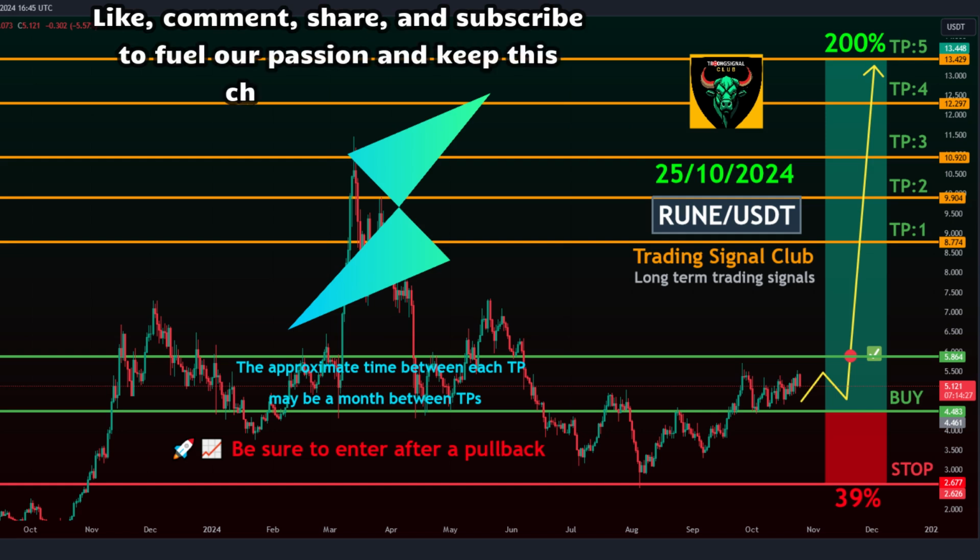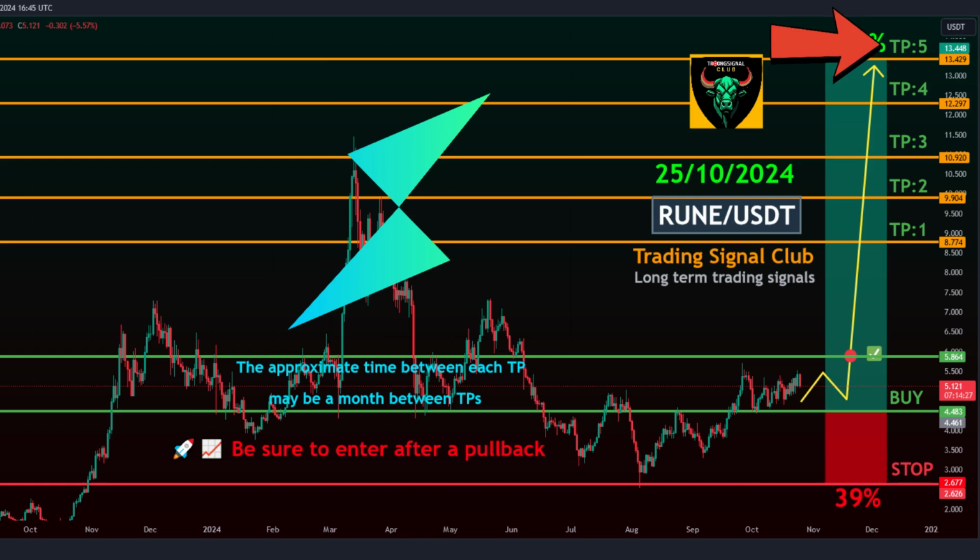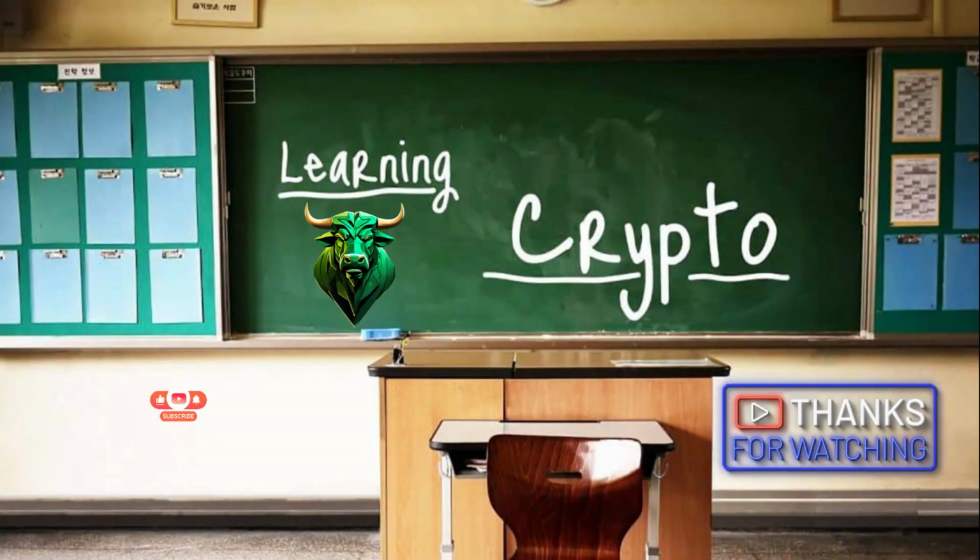Trading style: spot. Target time frame: about a month between take profits. Entry levels: 4.483 to 5.864. Take profit targets: Target 1, 8.774. Target 2, 9.904. Target 3, 10.920. Target 4, 12.297. Target 5, 13.429. Stop level: 2.677.